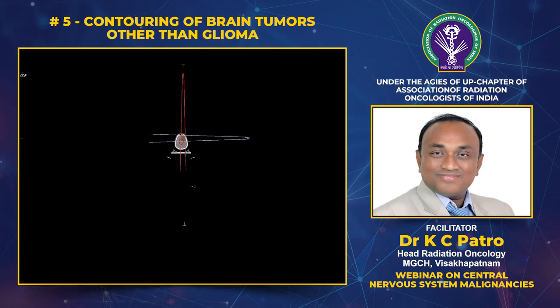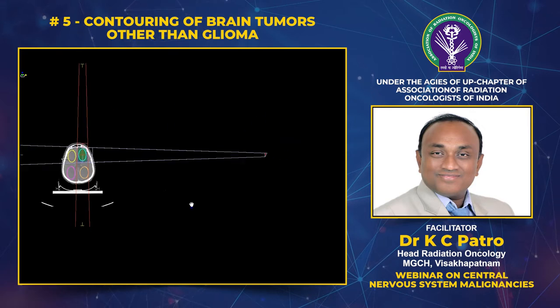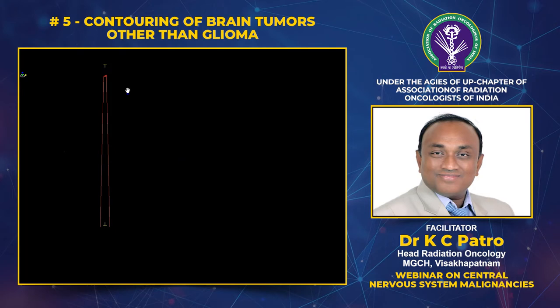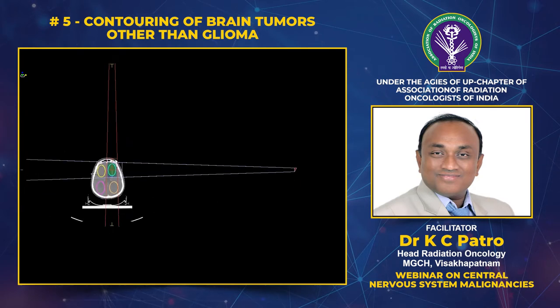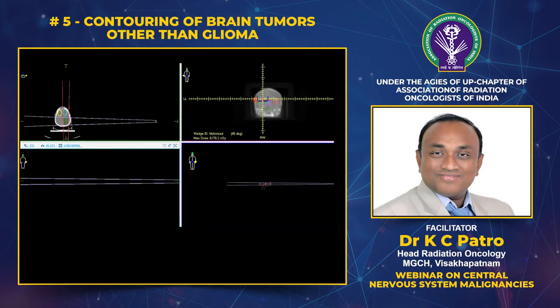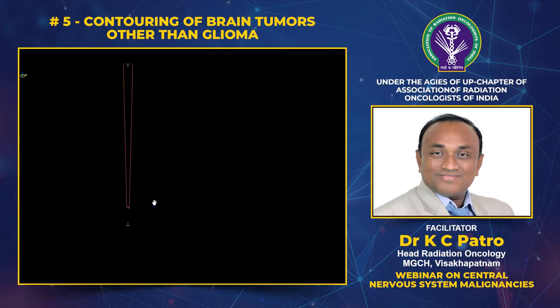But if you see the wedges, so these are the wedges. This is a 45 degree wedge. You can see the 45 degree wedge pair. So this is how the beam covers the left frontal lobe. Again, if you suppose your tumor is in the left occipital lobe, again a wedge pair, again you can see the wedge here. So these are two wedge pairs again.